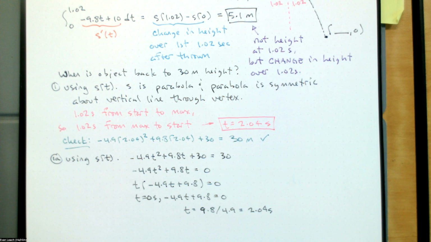So we can do it mechanically, ignoring all the wonderful symmetry that we have because we know this is a parabola, and we can just mechanically force S of t to equal 30.